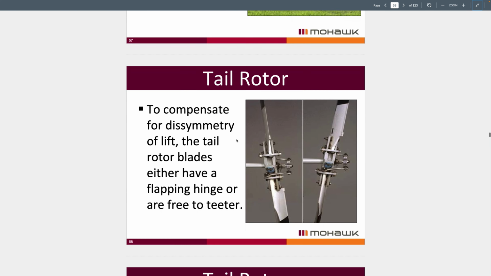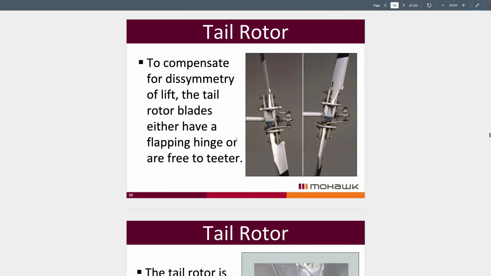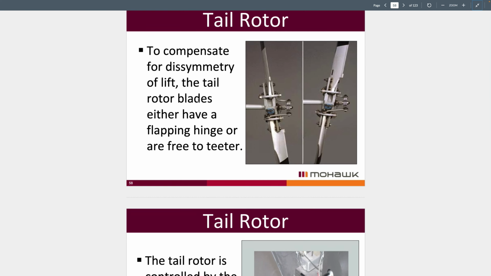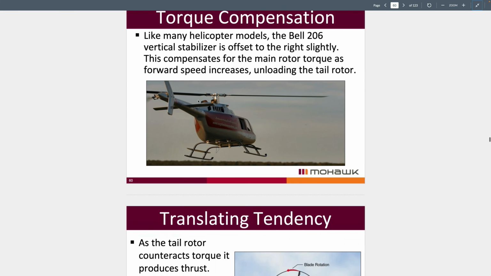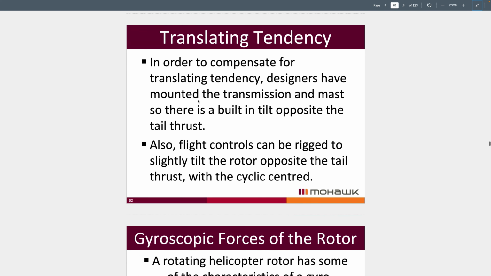So all this just to say that even tail rotors as well face the same issues and also use the same principles to compensate for that. So the blades are also flapped.